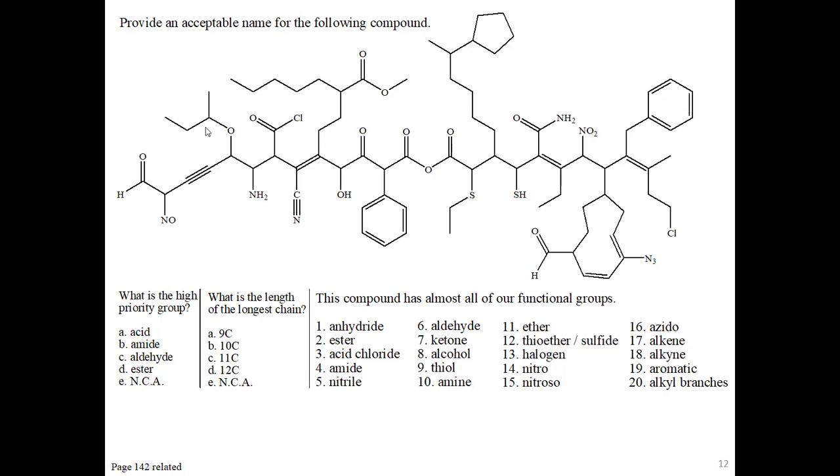And then this time, 1, 2, 3. 3-carbon chain is propyl. 1 position has a methyl, so 1-methylpropyl, but because it's an ether, 1-methylpropoxy. I have a nitroso, and I have an aldehyde in the longest chain. Okay, so these are all things we've seen before.